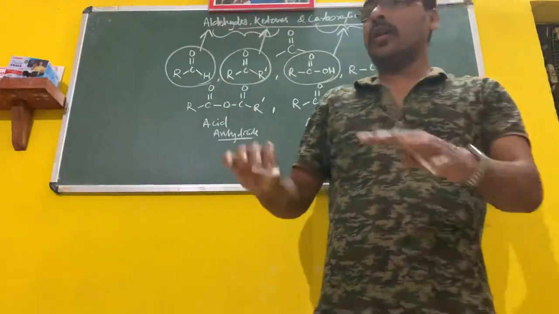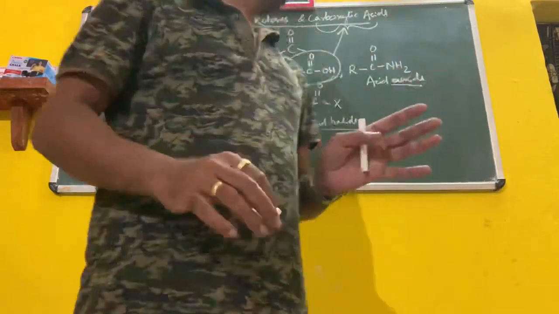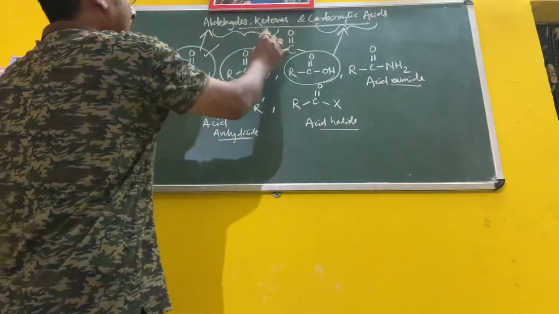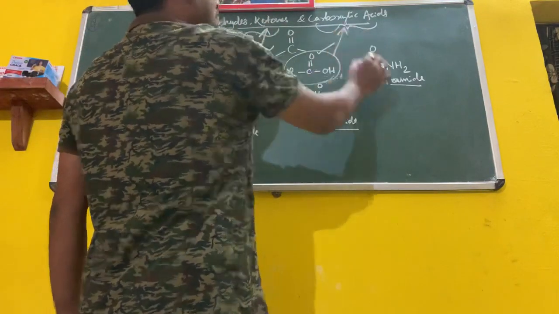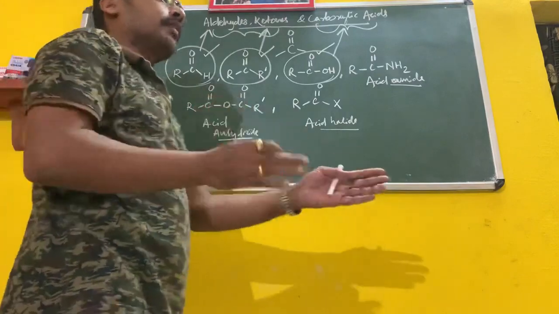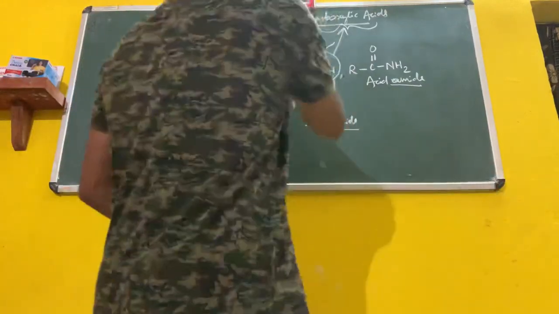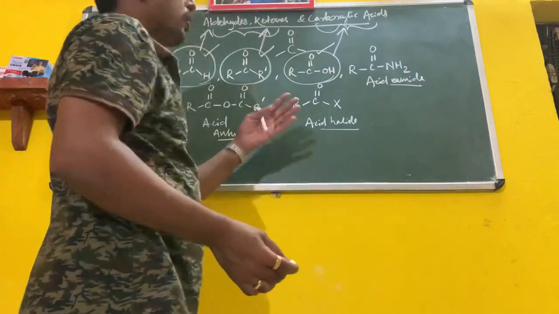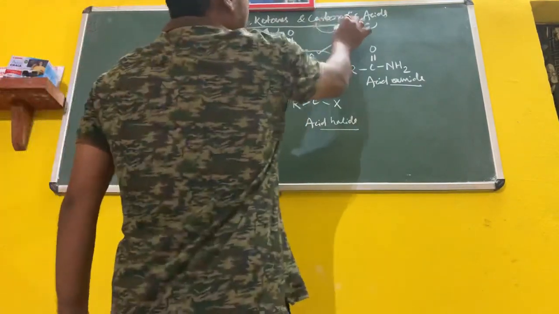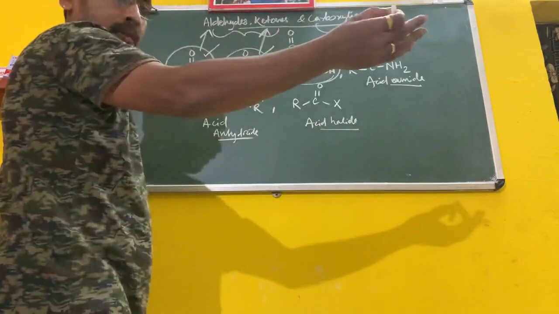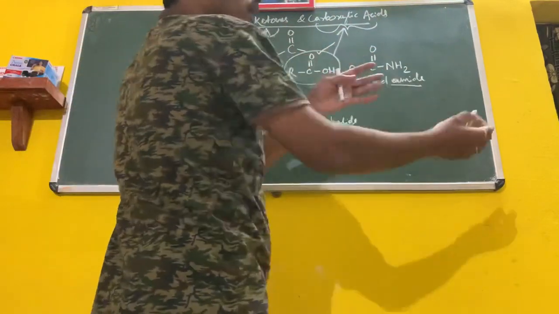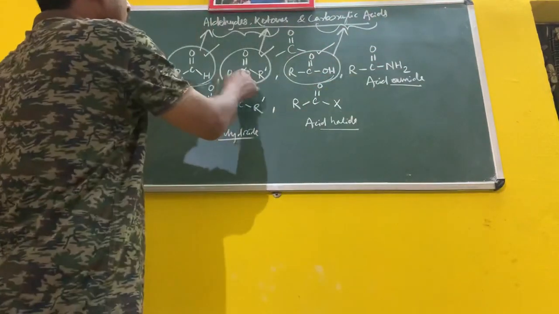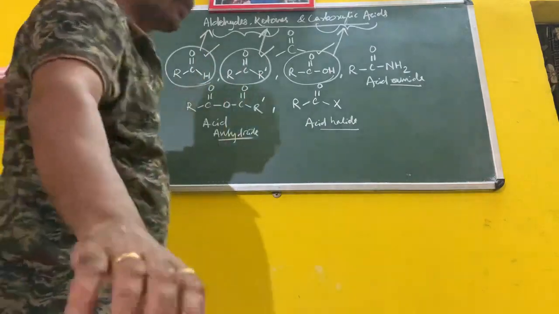Among all these carbonyl compounds, in this lesson we will discuss aldehyde, ketone and carboxylic acid. The first half, that is the first unit, contains aldehyde and ketones: preparation, properties, and IUPAC. The last unit is carboxylic acid, the last part of the lesson, which we will discuss later. First we will discuss the aldehyde and ketones.